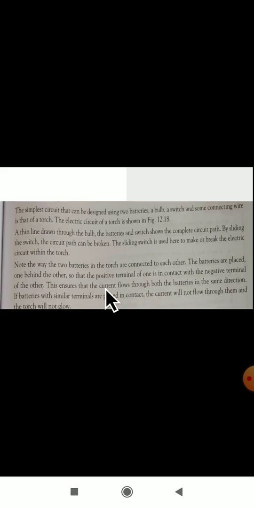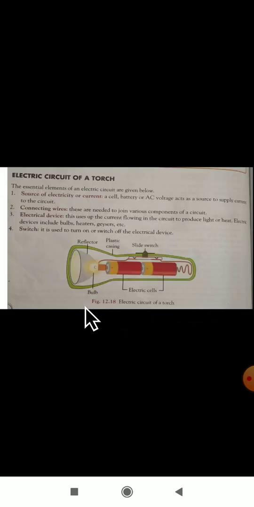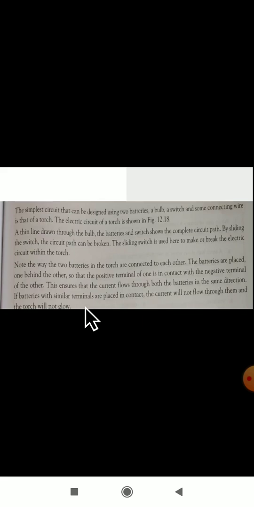This ensures that the current flows through both the batteries in the same direction. If batteries are placed with similar terminals in contact, that is, negative terminals, the current will not flow through them and the torch will not glow. If you place the negative terminal to the negative, the bulb will not glow here. The flow of current will stop. The positive to the negative, negative to the positive, in this manner it should be connected. Then only the bulb of the torch will glow.